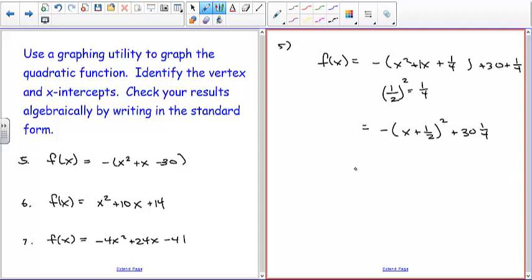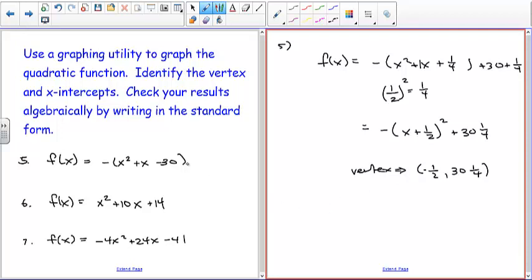So the vertex is at x equals -1/2 from here. So it's a negative and -1/2. And then you have the y value. So those match up pretty close, except, you know, we didn't zoom in, so we didn't know it was not exactly 30. So that's the vertex.